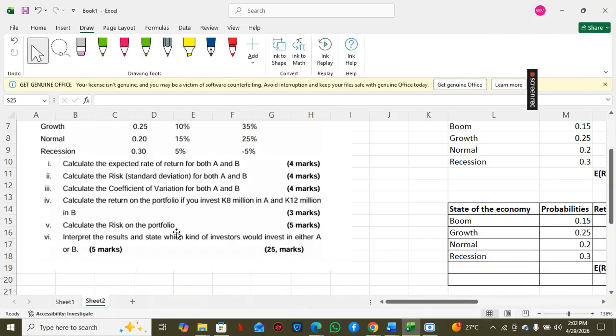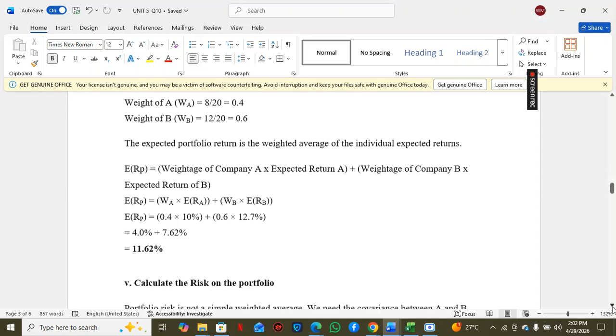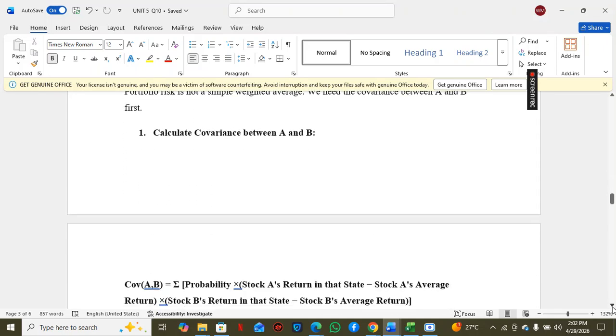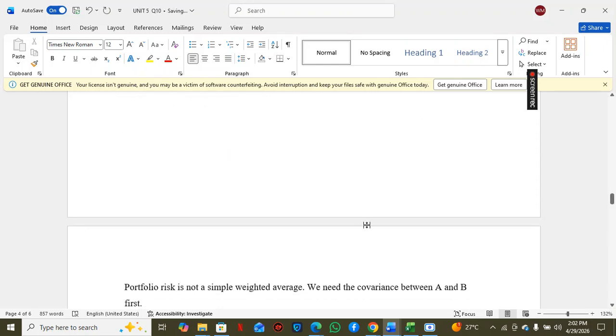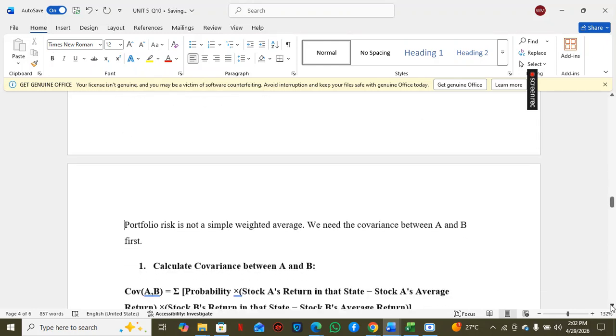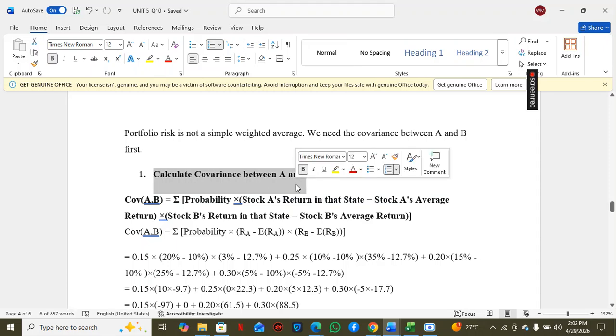Calculate the risk on the portfolio, basically the standard deviation of the portfolio. Now, when you're getting the standard deviation of a portfolio, there's one thing you need to tabulate, which is called the covariance. What the covariance is showing is the relationship between company A and B. Do they have a positive relationship?